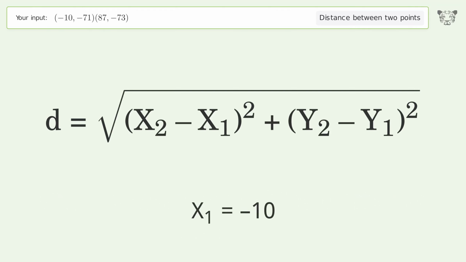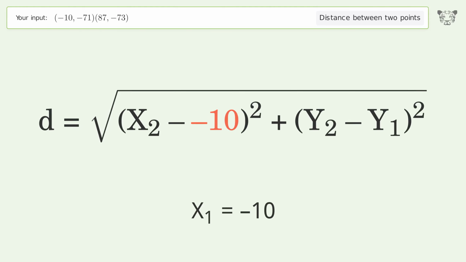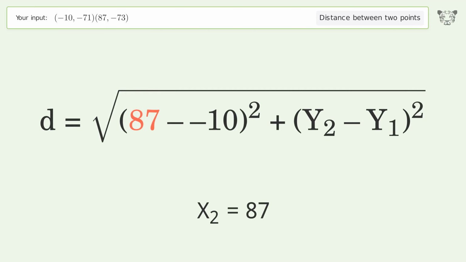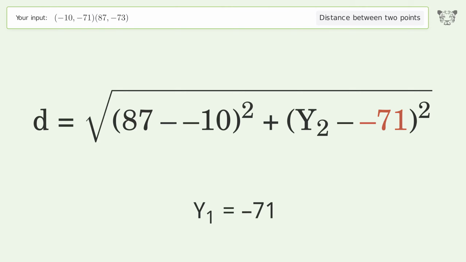x1 equals -10. x2 equals 87. y1 equals -71. y2 equals -73.